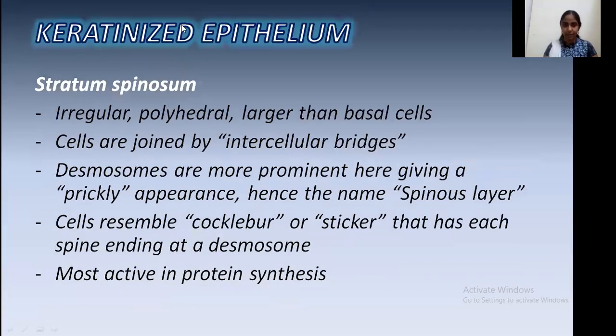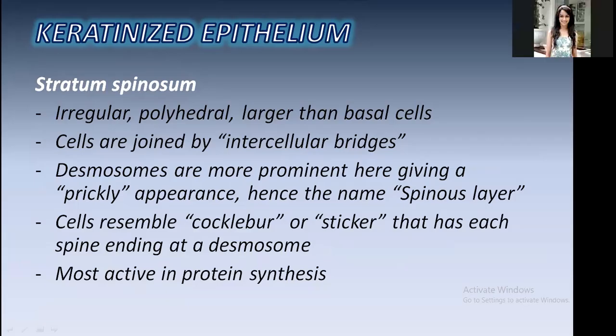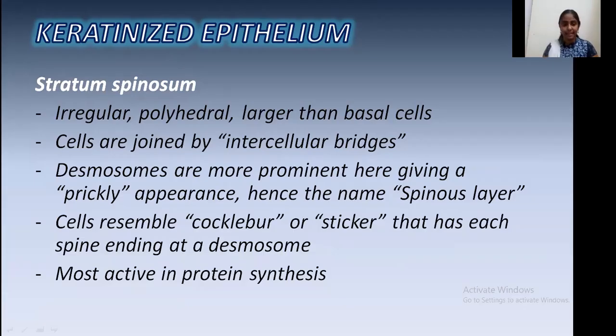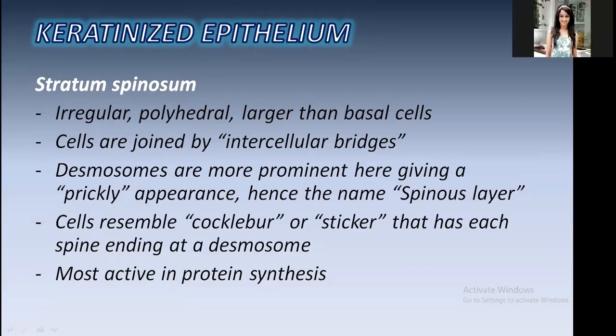Next layer, stratum spinosum. The second layer is called the stratum spinosum. The cells are irregular, polyhedral, larger than the basal cells, and are joined by intercellular bridges. Desmosomes are more prominent here, that is the cell-to-cell attachment. They give a prickly appearance, hence the name spinous layer. One word to note, here the cells resemble cockle burr or sticker. Most active in protein synthesis is the stratum spinosum.